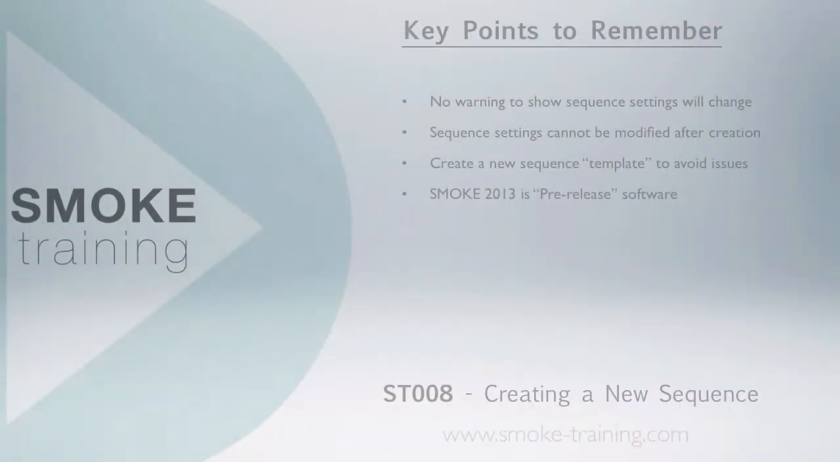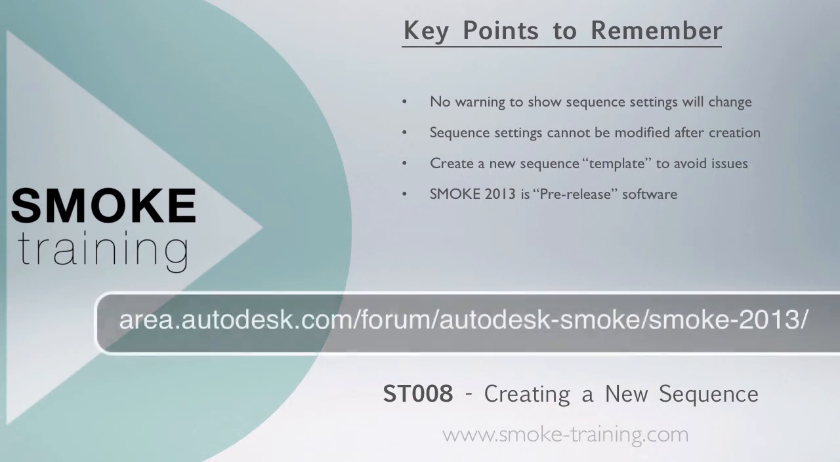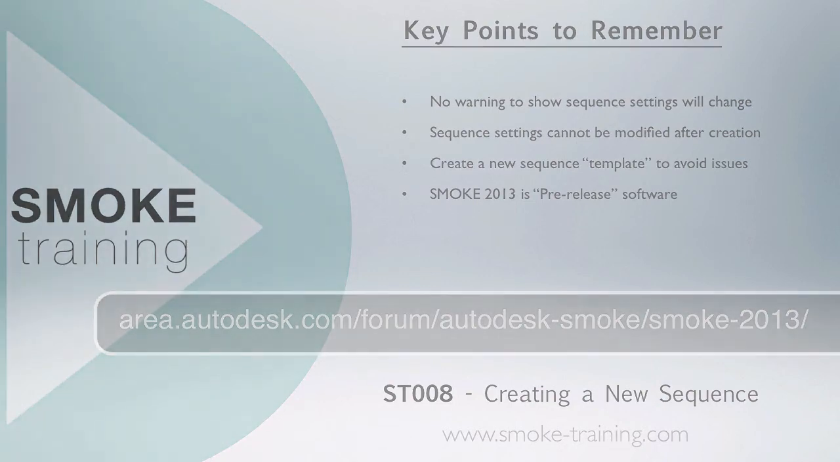Just a few things to remember for pre-release version 1 of Smoke 2013. Smoke will not alert you if it changes the sequence settings. In this version of Smoke, you cannot modify your sequence settings once it has been created. We can get around these issues by creating a sequence template with a generator that matches your sequence settings and replace it with your first shot.